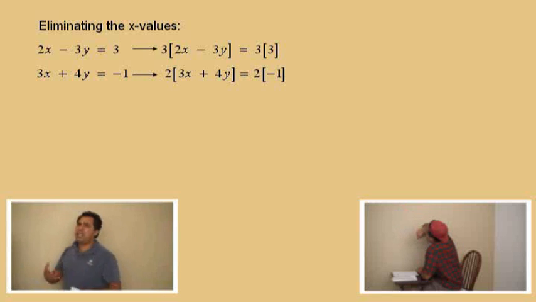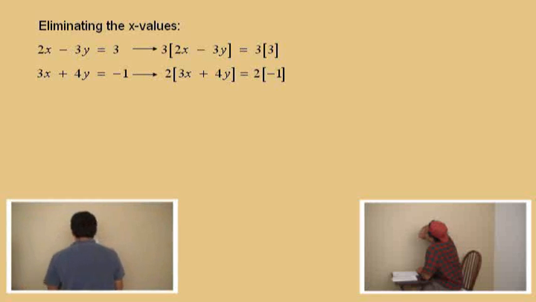Some people like to look at it in the same manner as the lowest common denominator, in that if you have a denominator of 3 and a denominator of 2, the lowest common denominator would be 6. So 6 is a number that we're going to change both our x's to equal, in this case by multiplying the top equation by 3 and the bottom equation by 2.